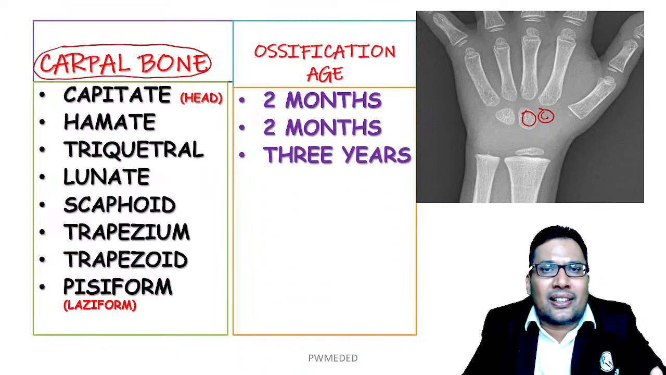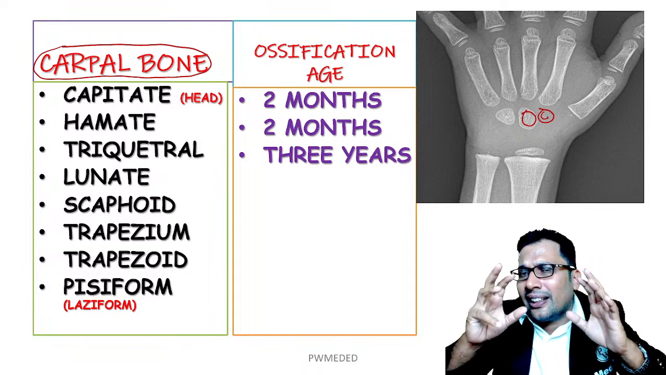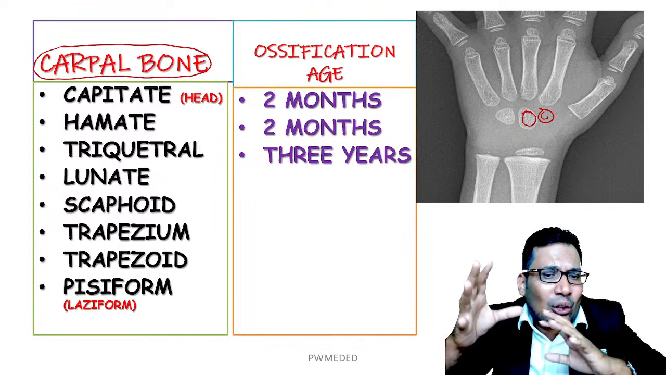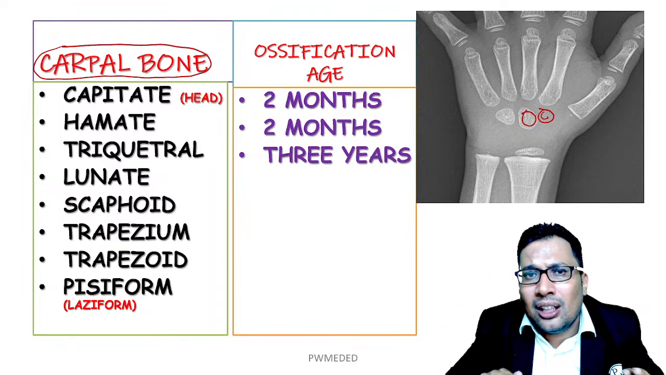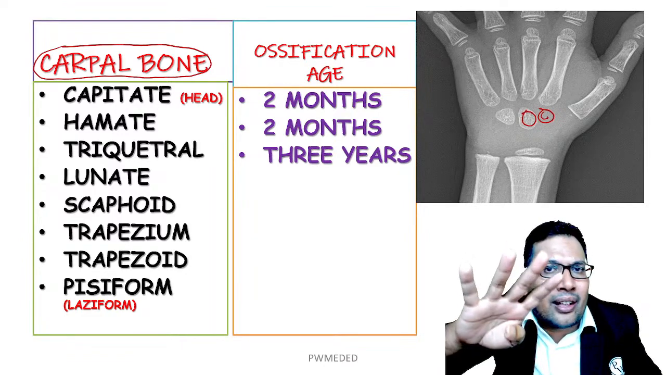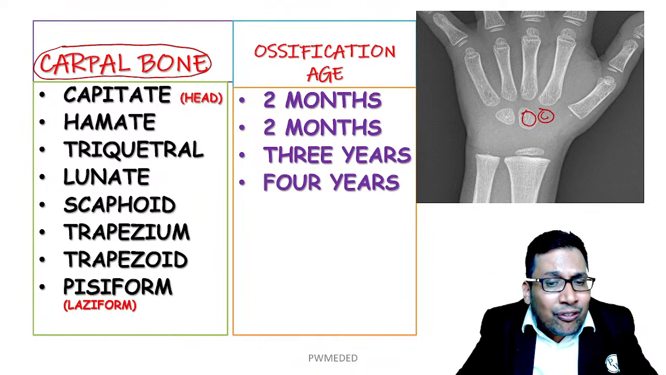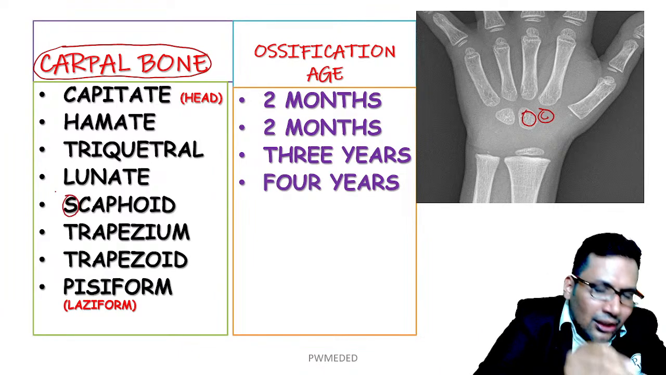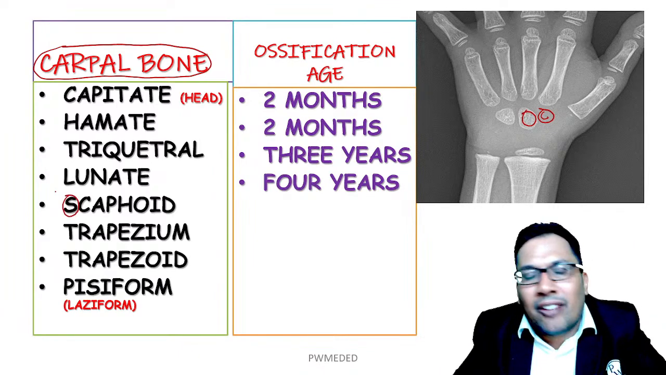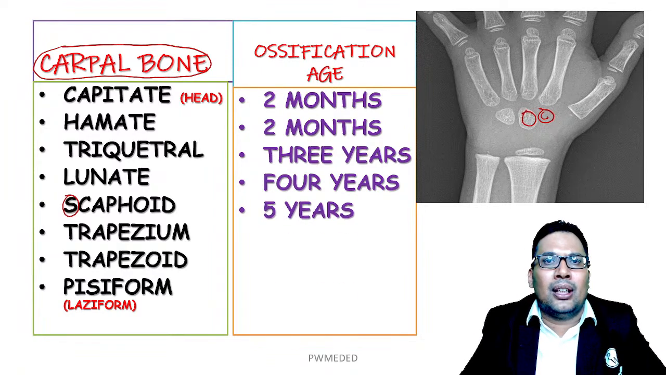Triquetral, 3 years. So how to remember? All of you remember triquetral. Tri is there, tri 3, that is 3 years. Lunate is half moon shaped or moon shaped. In moon, there are 4 alphabets, so that is 4 years. Scaphoid, the S looks like 5, so scaphoid appears at 5 years.